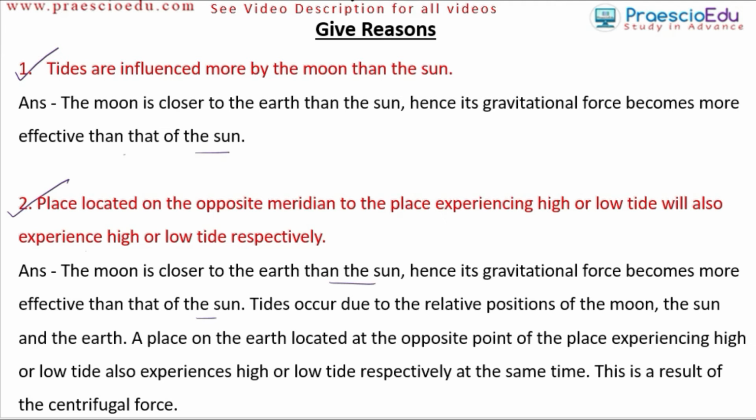Tides occur due to the relative positions of the moon and the sun and the earth. A place on the earth located at the opposite point of the place experiencing high or low tide also experiences high or low tide respectively at the same time. This is a result of centrifugal force.